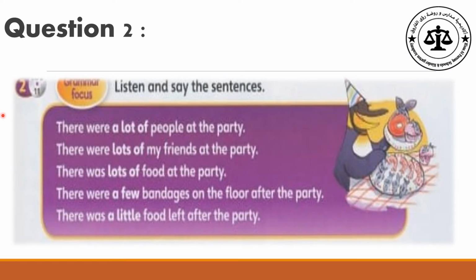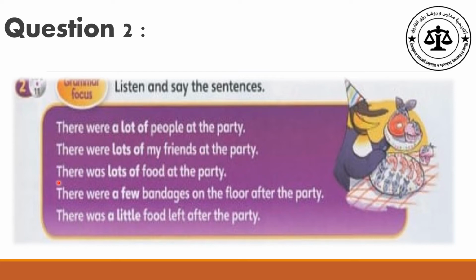Let's move to question number 2. Listen and say the sentences. Here we want to read these sentences, then recognize the quantifiers that we talked about. Number 1, there were a lot of people at the party. People is a countable noun, and we use a lot of, and we can say lots of. Number 2, there were lots of my friends at the party. So here we use lots of and we can say a lot of my friends.